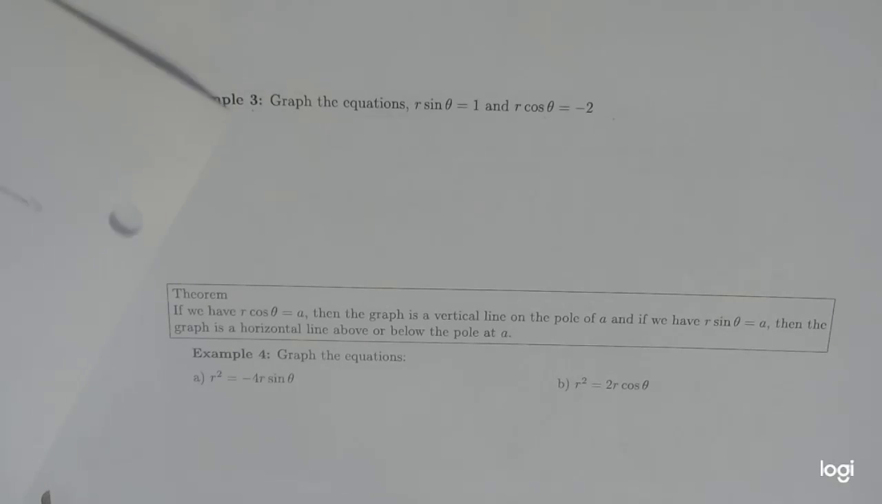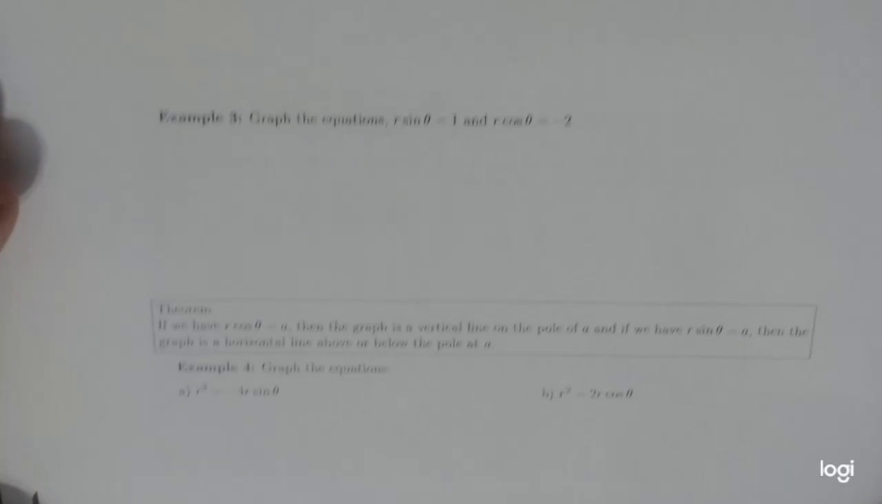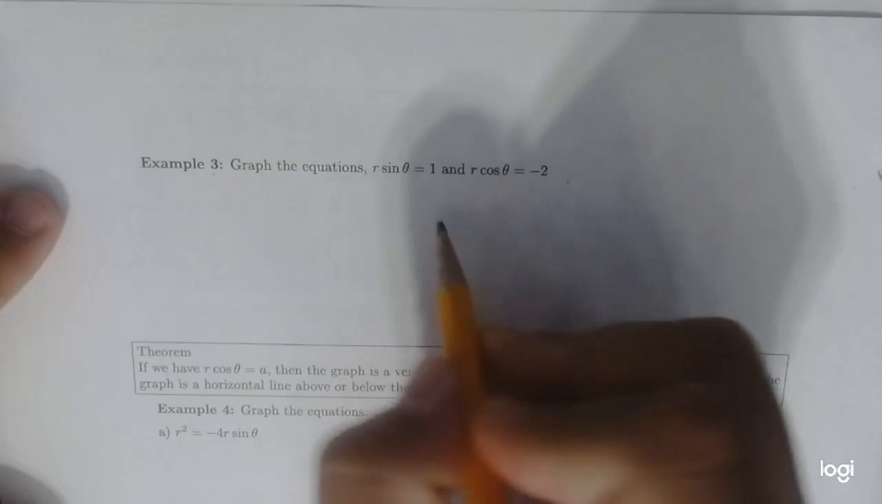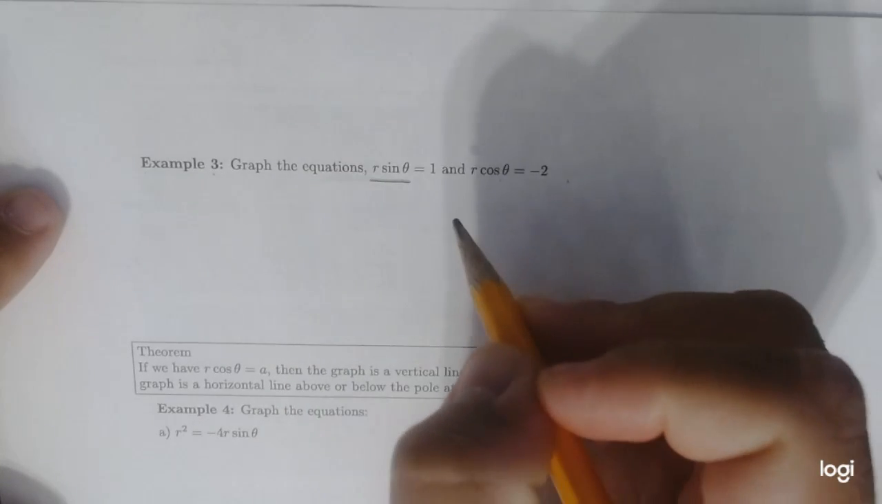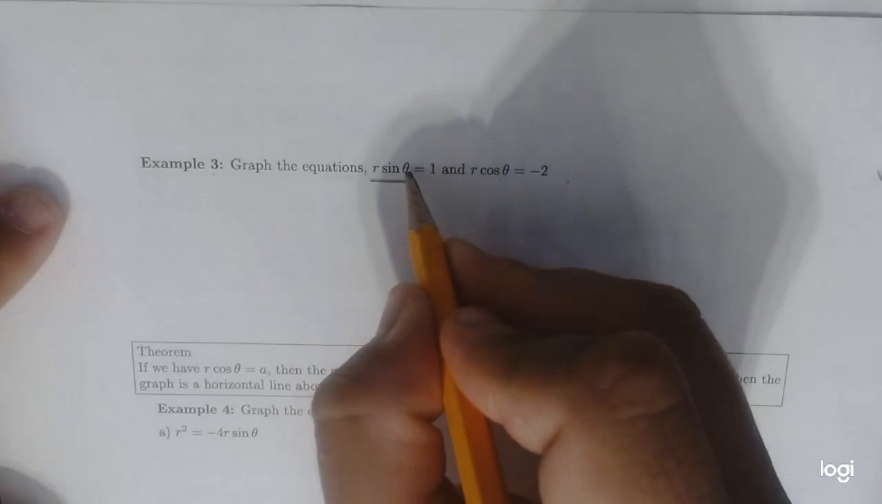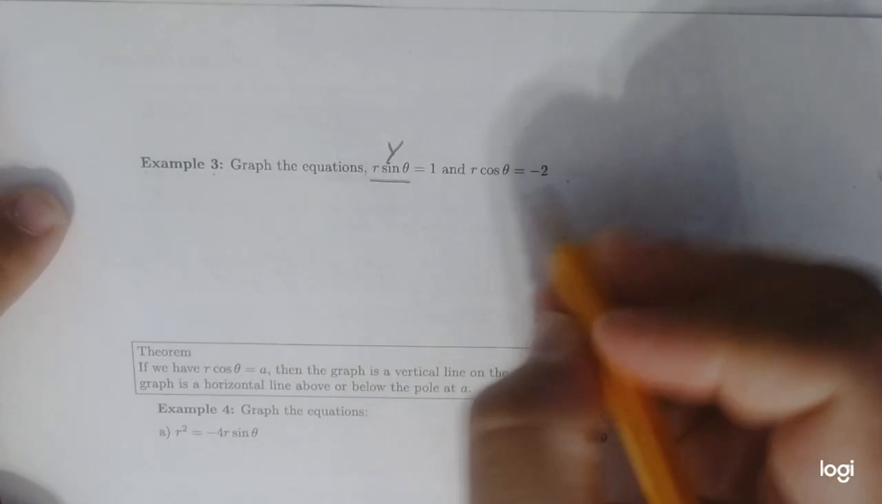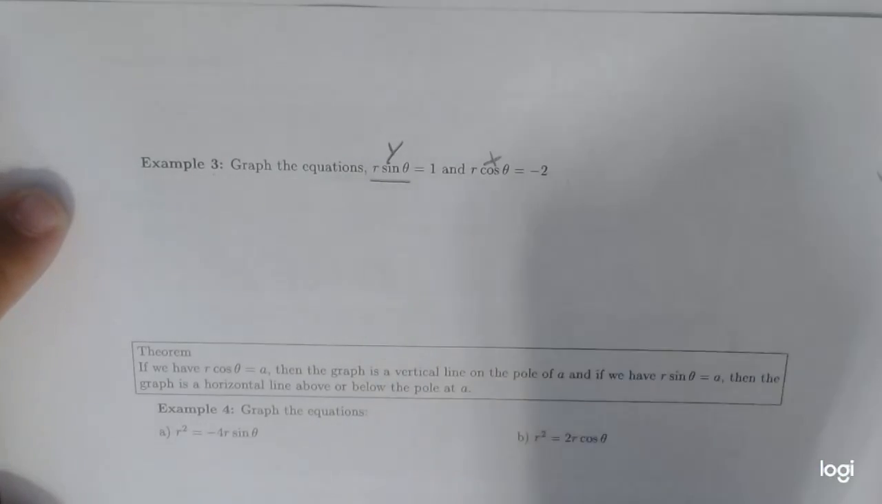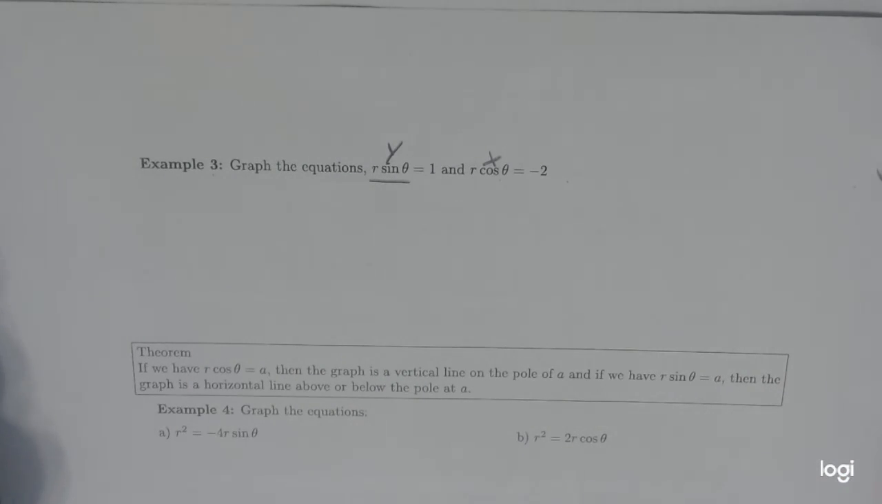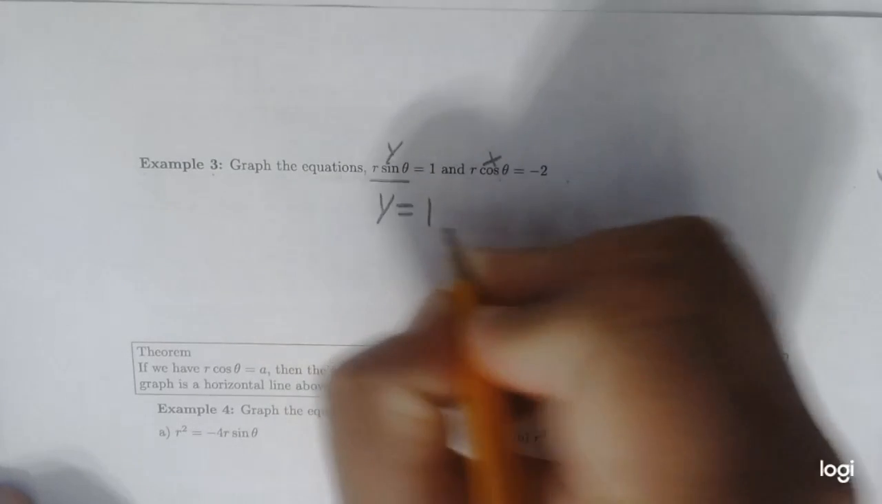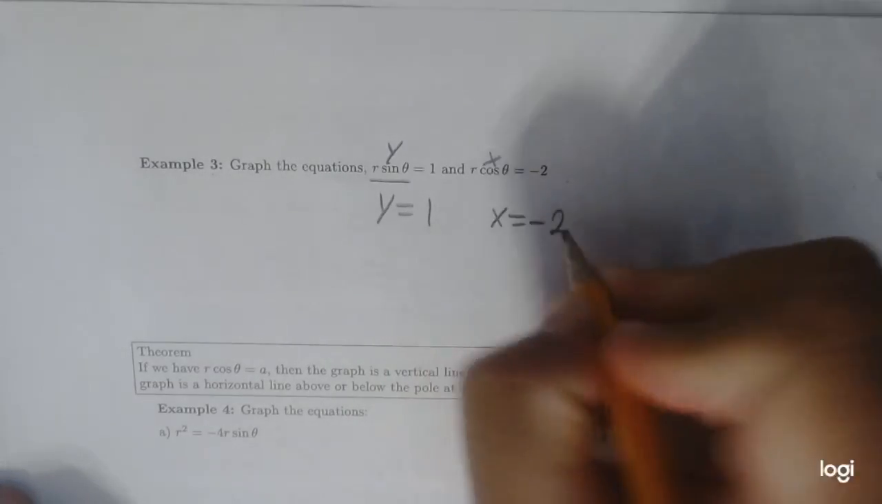So graph the equations r sine theta equals 1 and r cosine theta equals negative 2. Now these are actually very tricky because if we convert these, going back a section, r sine theta ends up being y and r cosine theta equals x, right? When we go about the conversions, that's in section 9.1. So essentially what they're saying is this represents y equals 1 and x equals negative 2.